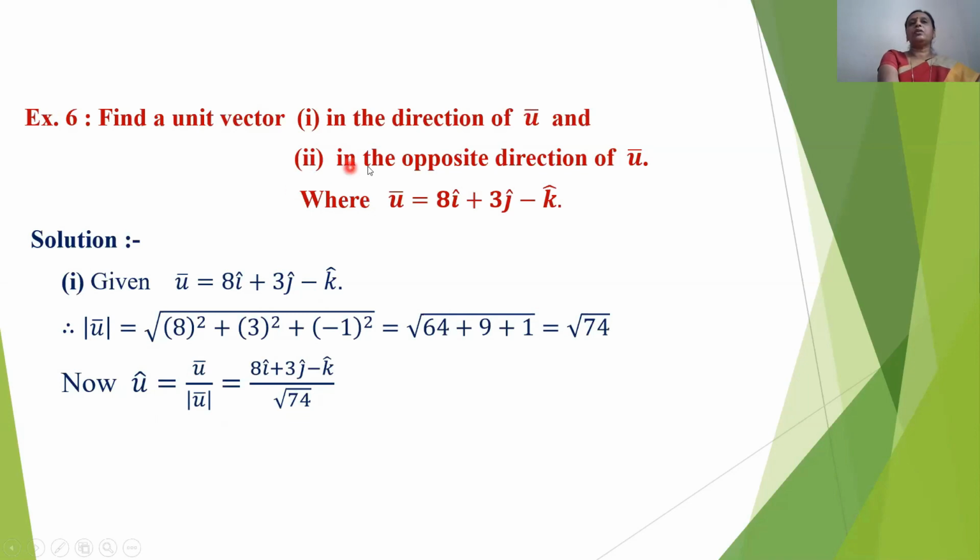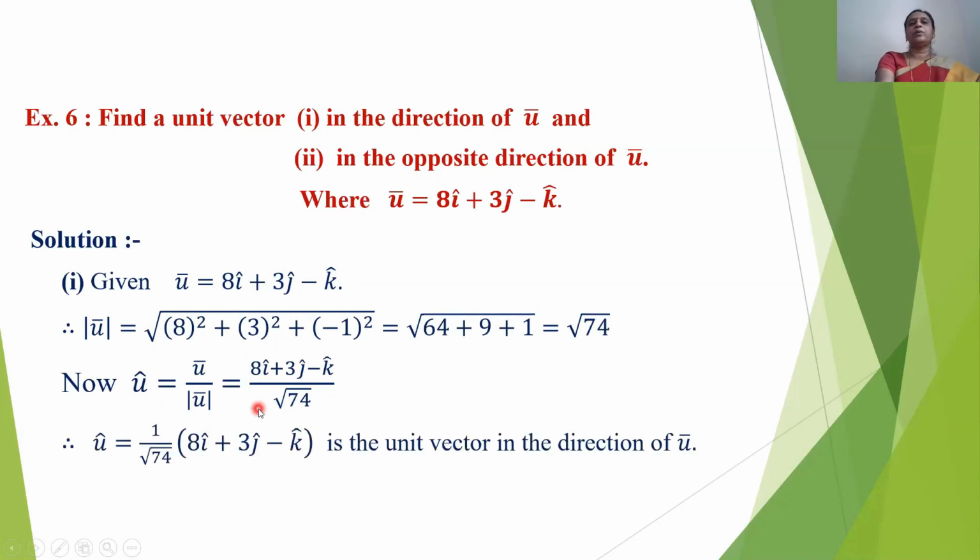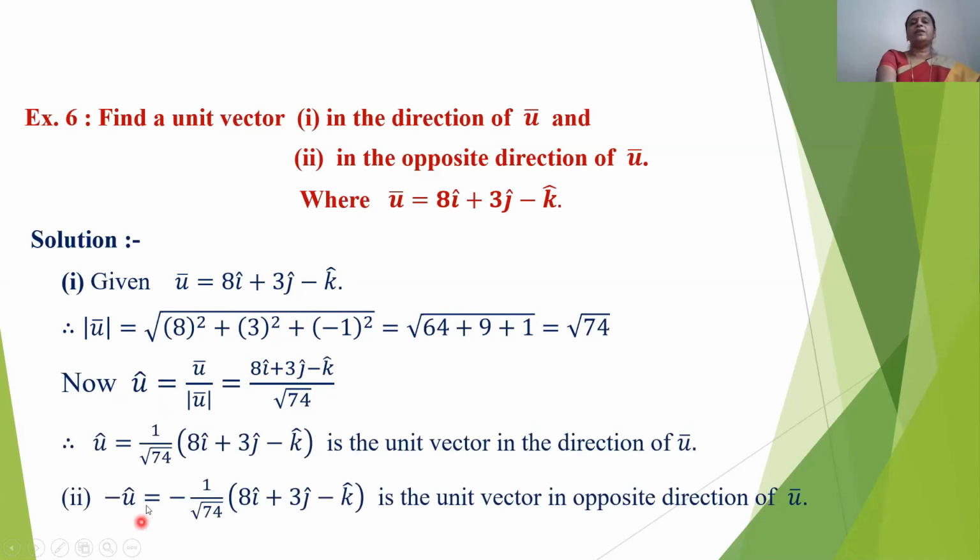Now in the second part, you have to find the unit vector in the opposite direction of u bar. See, if you have to find the unit vector in the opposite direction of u bar, it means only the sign of this vector will get changed. This vector is positive, which means the unit vector in the opposite direction of u bar will have only a negative sign here. Therefore you simply write down here minus u cap. First write down u cap is equal to 1 upon root 74 times 8i plus 3j minus k, which is the unit vector in the direction of u bar.